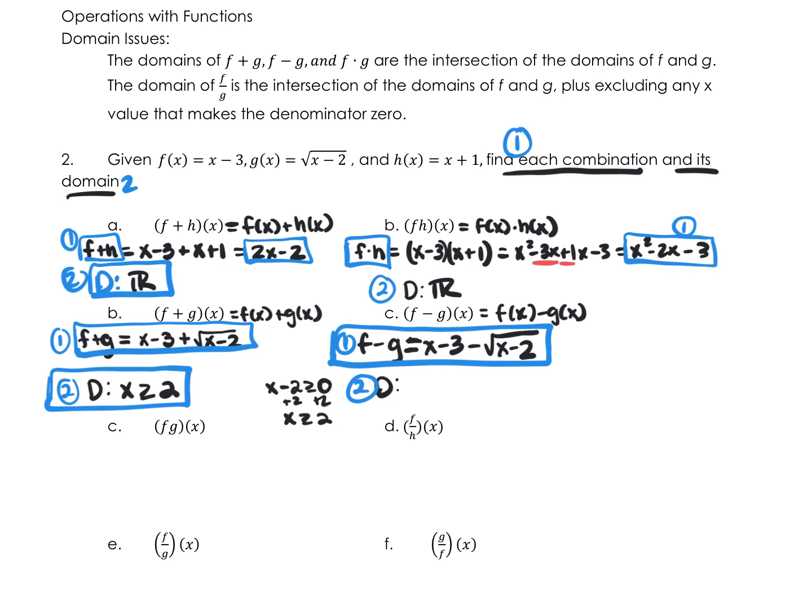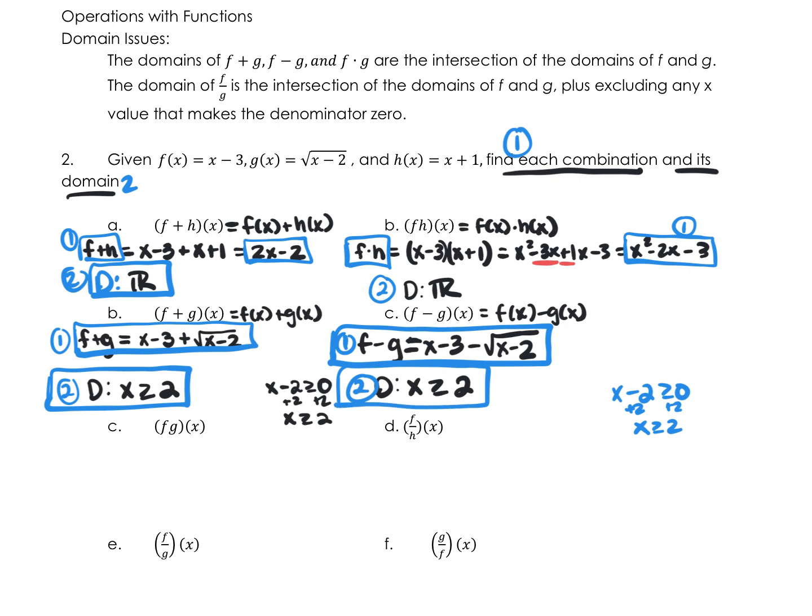When I go to do the domain, first look for radicals. Do I have radicals here? Yeah, I have an x minus 2 under a radical. So you're going to take that x minus 2, set it greater than or equal to 0. It's in the top, so it'll just be equal to. There's no denominator here. Add 2 to both sides. x greater than or equal to 2 should be your domain.